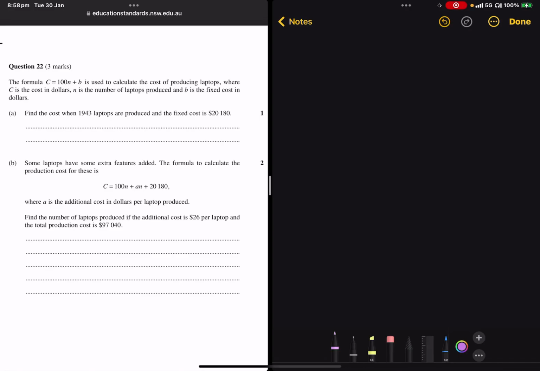Alright, so we're going to have a look at another question. This one comes from the 2022 HSC Standard 2 Maths paper. So this is question 22. We're told the formula C equals 100N plus B is used to calculate the cost of producing laptops, where C is the cost in dollars, N is the number of laptops produced, and B is the fixed cost.